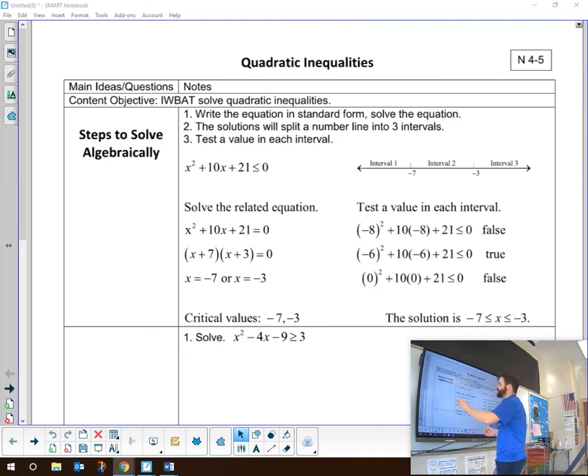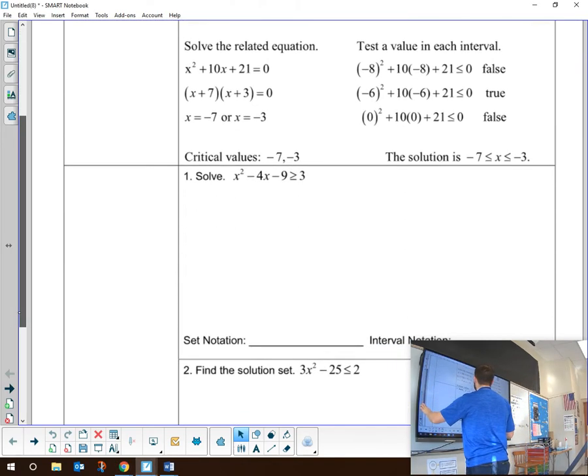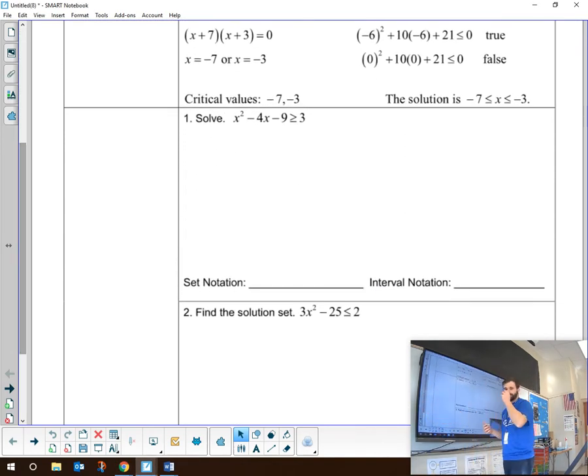So let's go ahead and take a look here at number one, and we're going to solve this just like I would solve my equations yesterday, right? We go through our steps. We're going to move everything to one side. We're going to set it equal to 0. We're going to factor them. We're going to solve. We're going to get our two answers. So that's what we're going to do.